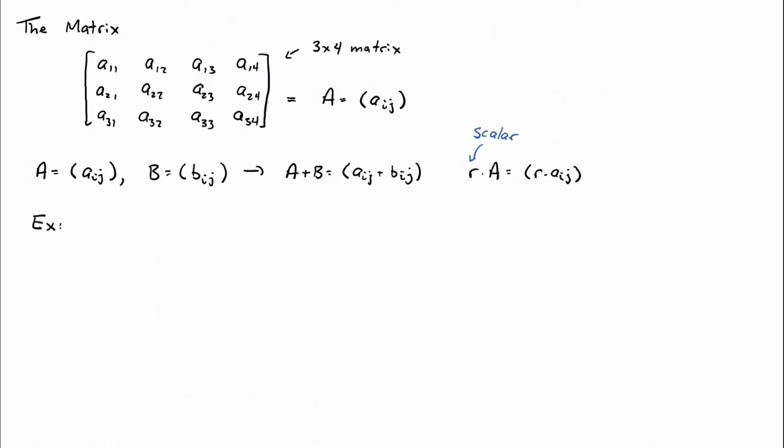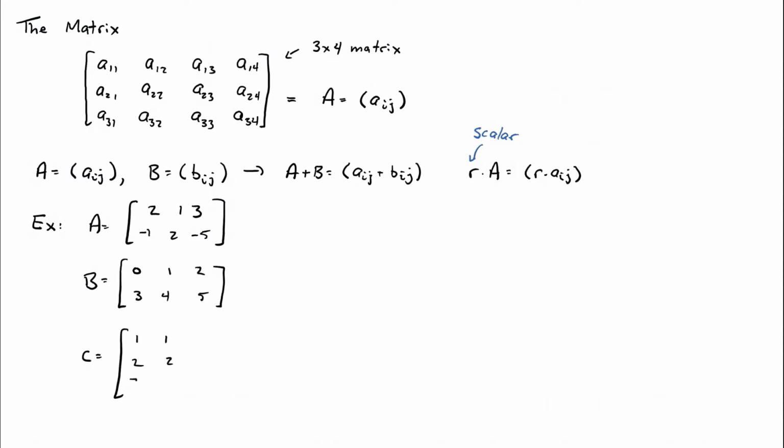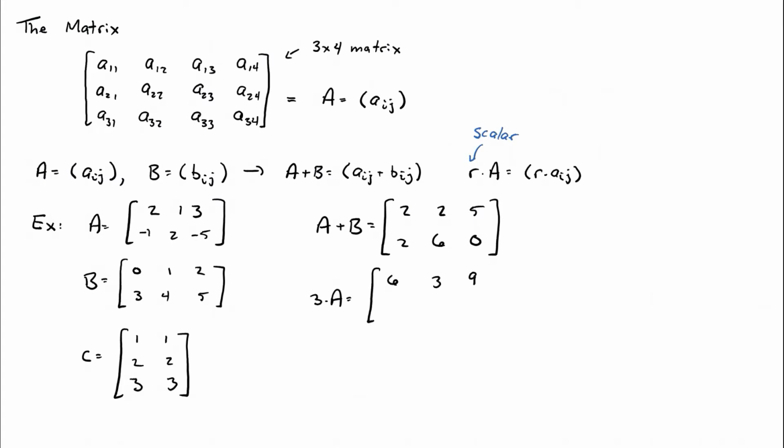As an example, if A equals 2, 1, 3, minus 1, 2, minus 5, B equals 0, 1, 2, 3, 4, 5, and C equals 1, 1, 2, 2, 3, 3, then A plus B is 2, 2, 5, 2, 6, 0. 3 times A is 6, 3, 9, minus 3, 6, minus 15, and A plus C is a problem. The dimensions of these two matrices don't match, so we can't add them together. Addition and scalar multiplication are kind of easy, or they will be after you do it once.